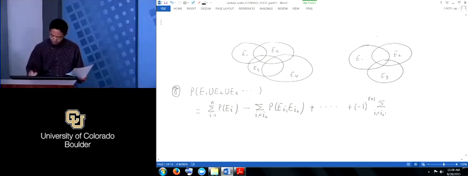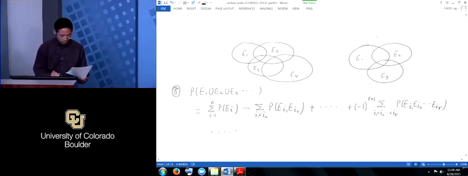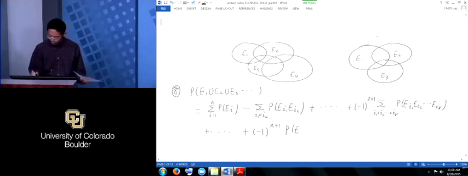the sum over I1 less than I2 less than ... IR, of the probability of EI1, EI2, ..., EIR, and the last item is this one. Let's see, so we're taking the union of n events.